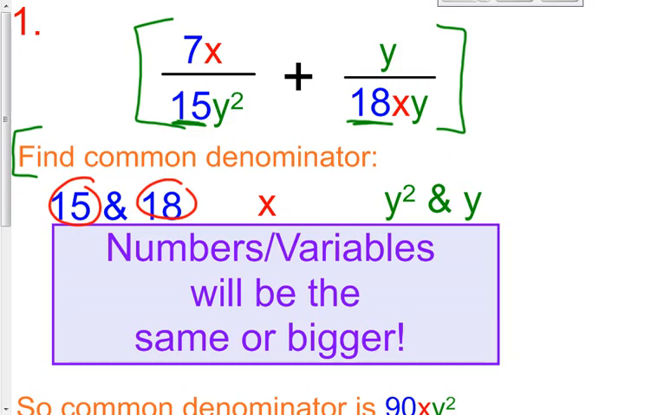Now, as far as letters are concerned, whenever you're trying to find the least common multiple with variables, it's always going to be the highest power or bigger. This one doesn't have any x's at all, and this one has x to the first, so your least common multiple is going to be x to the first. This one has y squared, this one has y to the first, so it's always going to be the bigger one, which is y squared. So our common denominator is 90xy squared.